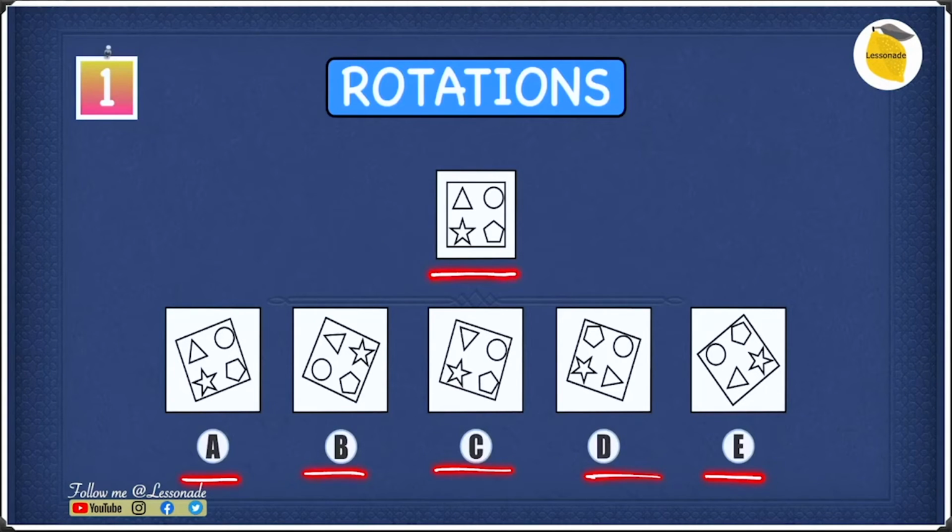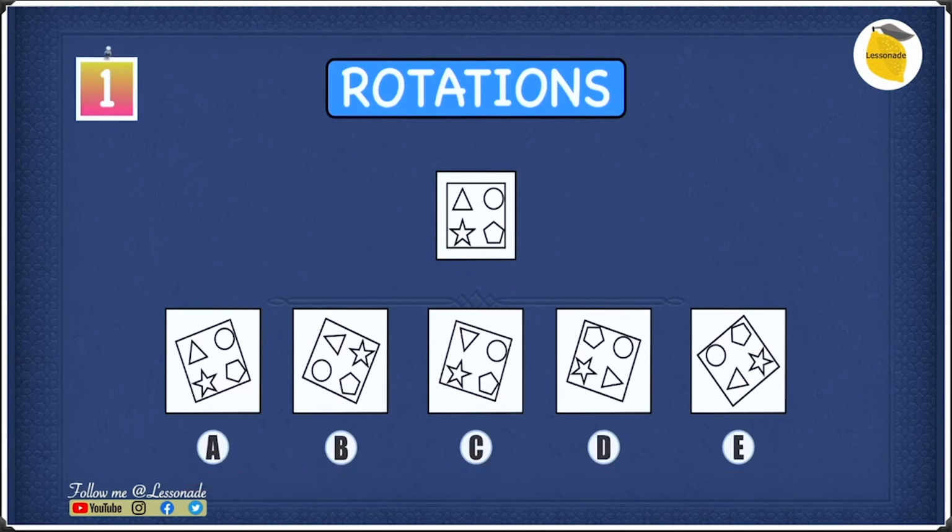So let's start by finding the obvious errors first. So let's have a look at the question figure. In this question figure, we have 5 shapes. We have a larger square on the outside, and we have 4 smaller shapes on the inside. So we have a triangle, a circle, a star, and a pentagon. These are the 4 smaller shapes we have inside the square.